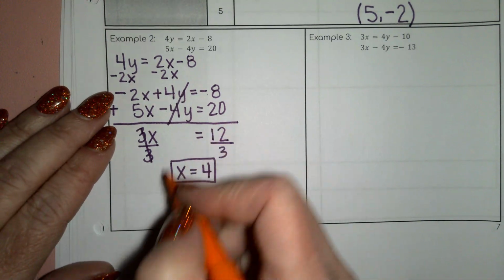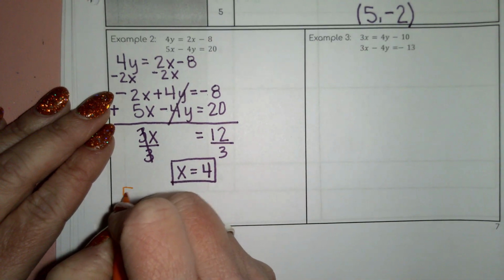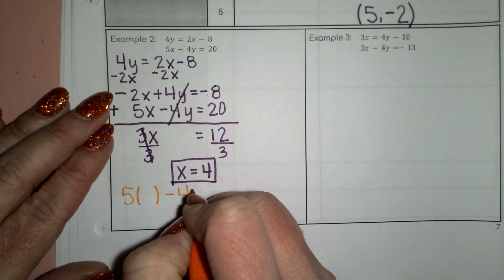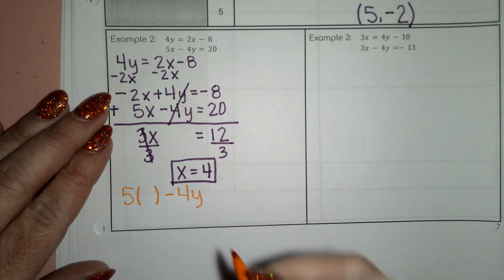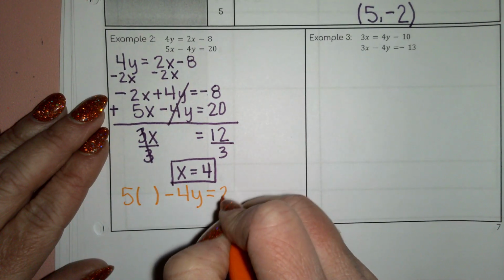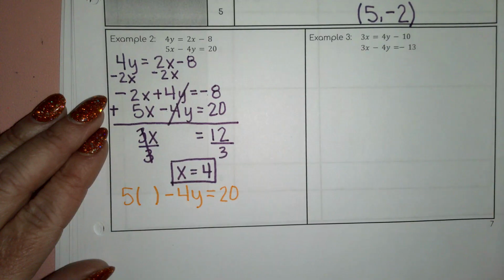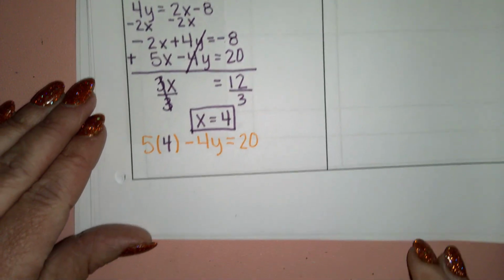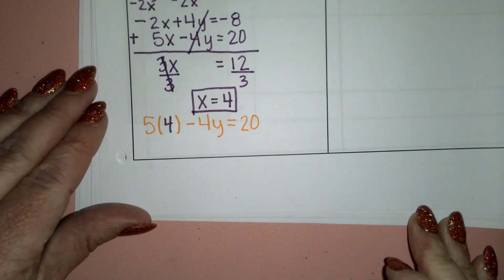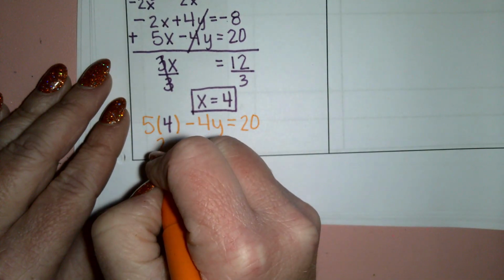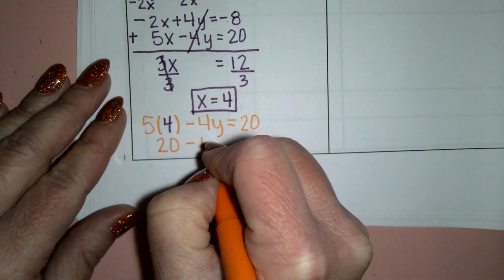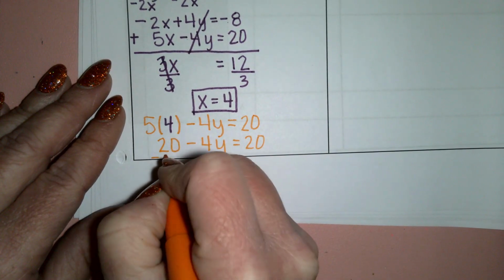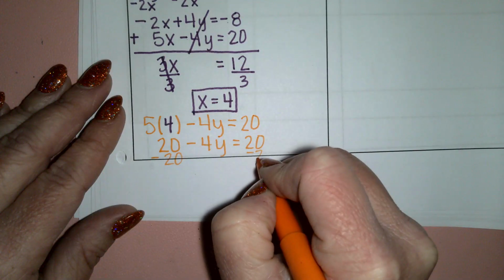So here we go. 5x minus 4y equals 20, and x is 4. So now we're going to simplify this equation. 5 times 4 is 20, minus 4y equals 20. I'm going to subtract 20 on both sides.